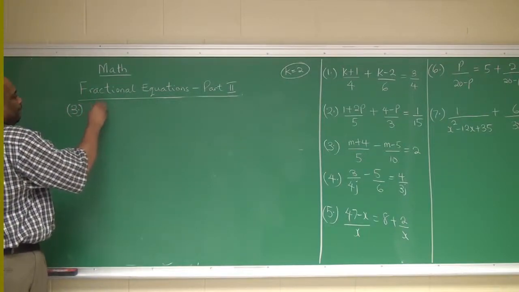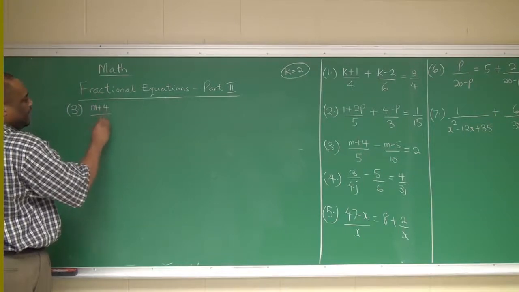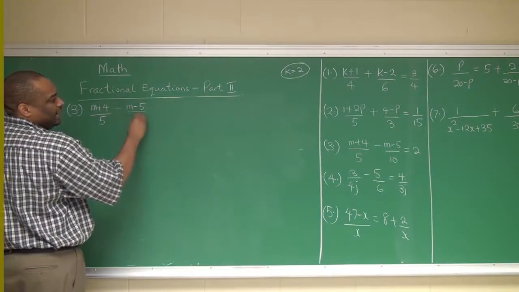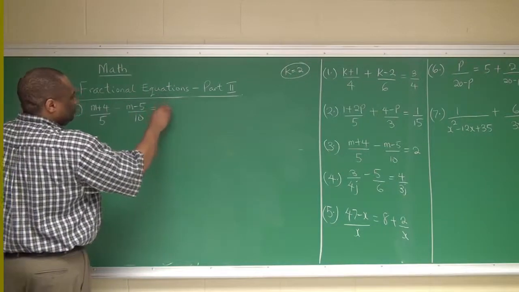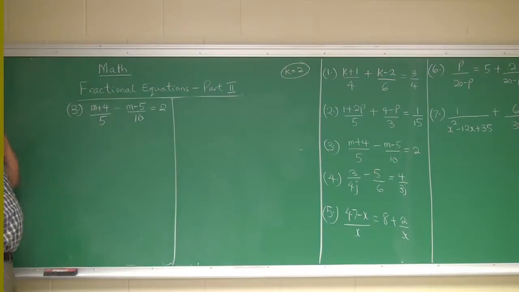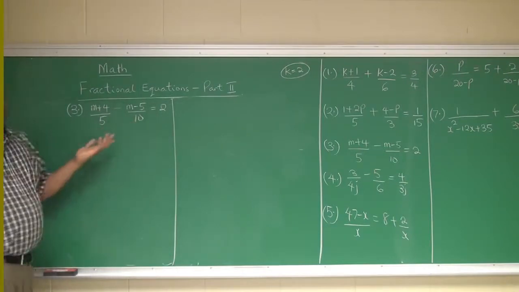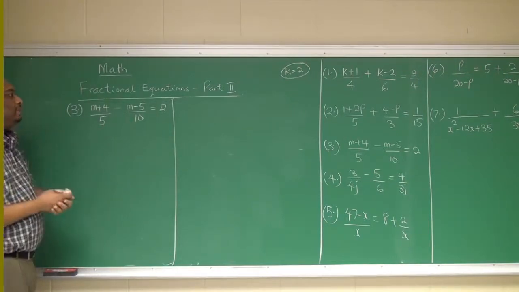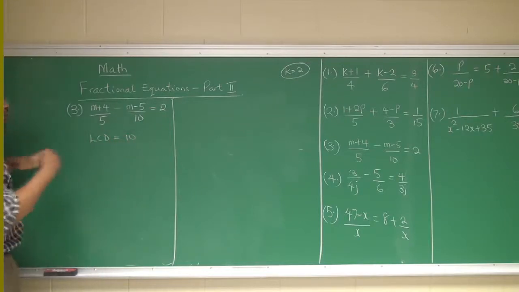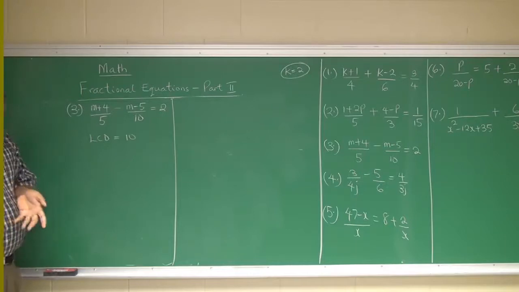Question 3 says (m + 4)/5 minus (m − 5)/10 equal to 2. So here we find this 2 means 2 over 1. I mean, that's what it means. So what's the LCD here? The LCD of 5 and 10 is what? 10. So we use 10 to multiply all terms.